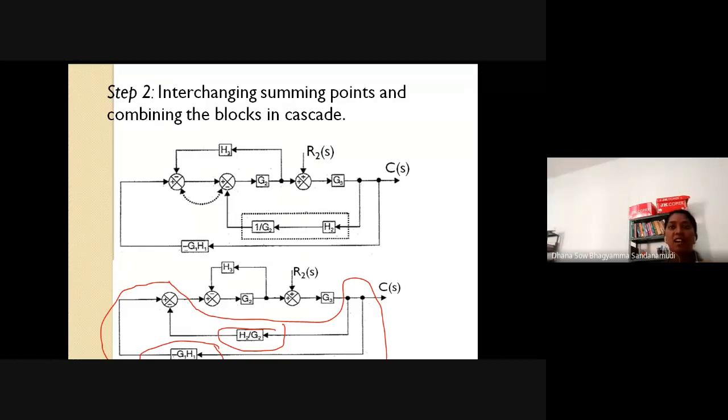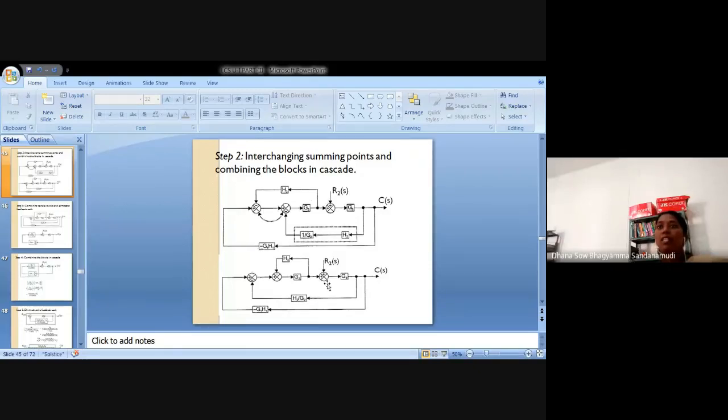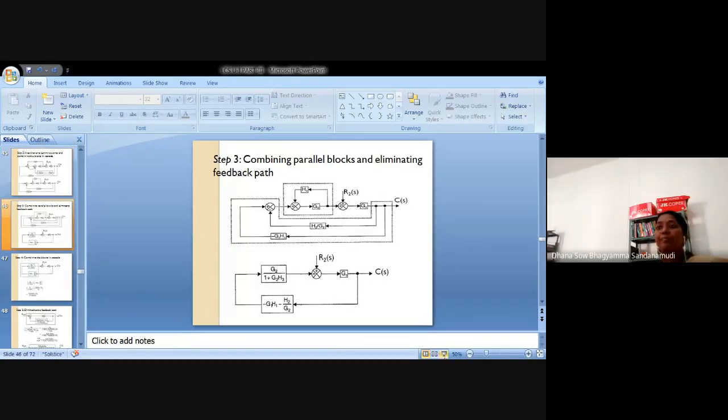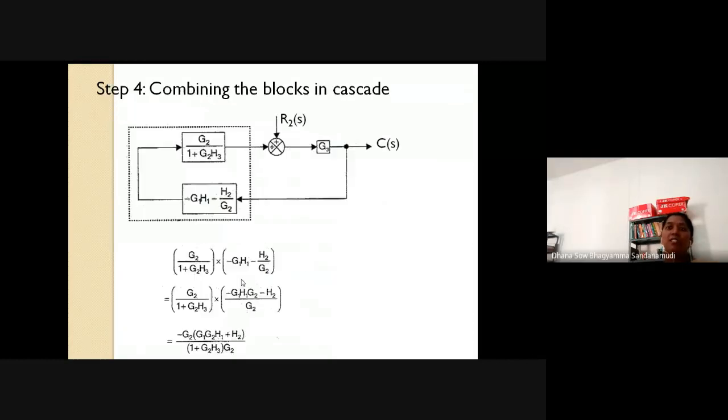This is already a negative sign. So minus G1 H1, minus H2 by G2. Let us see what I have written in the next step, step number 3. You can see here, minus G1 H1 minus H2 by G2.